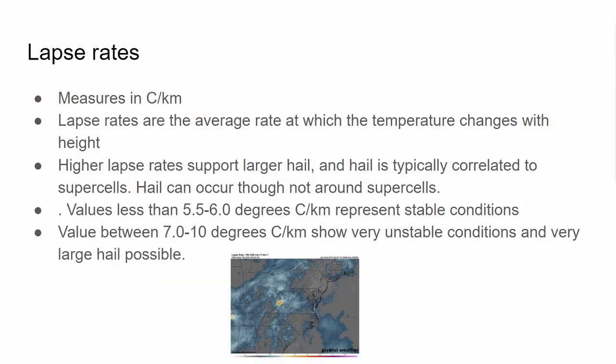And our last parameter here, which is not exactly for tornadic development, I'll talk about this in just a second. It is our lapse rates, and it says it is measured in centimeters per kilometer, or sorry, Celsius per kilometer, because we are talking about temperature here. Lapse rates are the average rate at which a temperature changes with height.